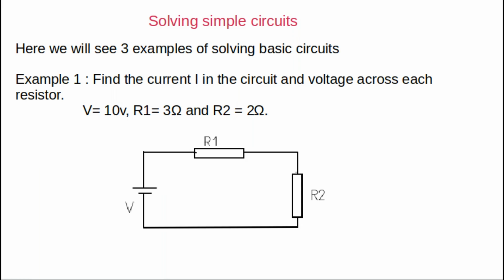What we have to note here is that the same current I is flowing through both resistors R1 and R2 because there is no other branch for the current to flow. Here only one loop is there. So the same current will be flowing through both R1 and R2.